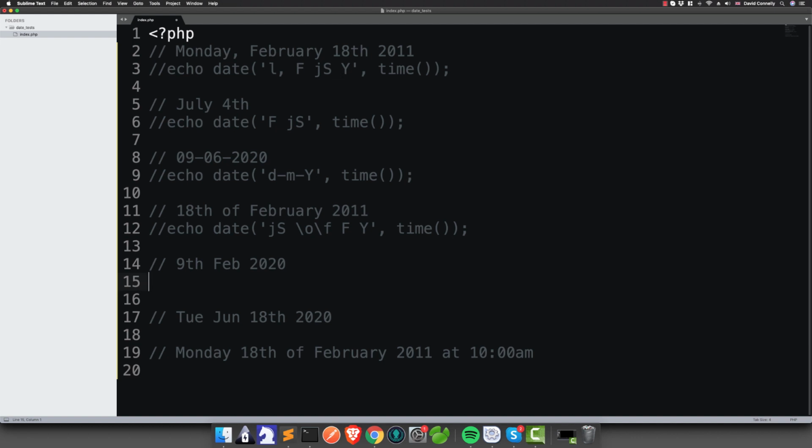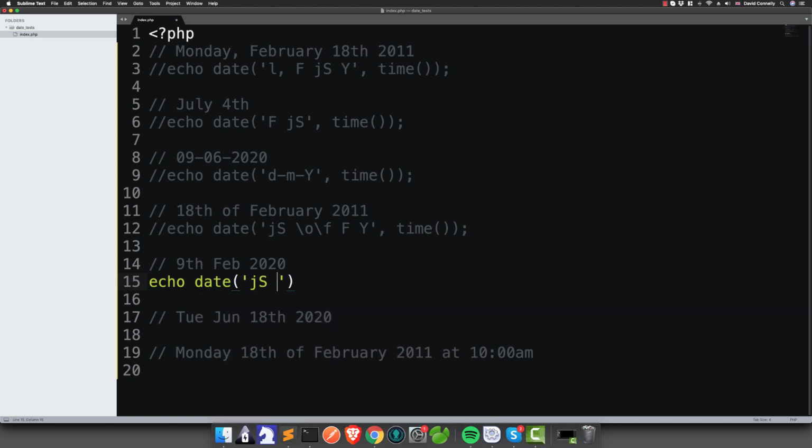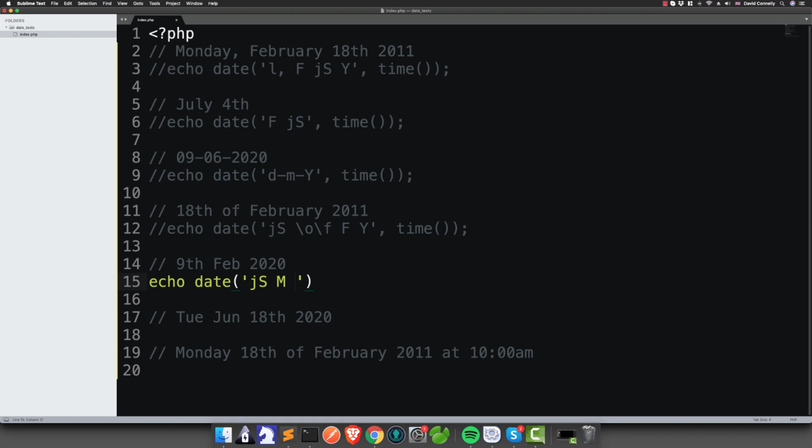Let's now do this one, right? 9th of Feb. Well, that's easy. We've practically done that already. So that would be date. And then it would be the little bastard. Now, do you remember this one here? That's the one. Yep, it's an M like that. And then we chuck in the year. All right, there it is there. 2 more, let's do them together.